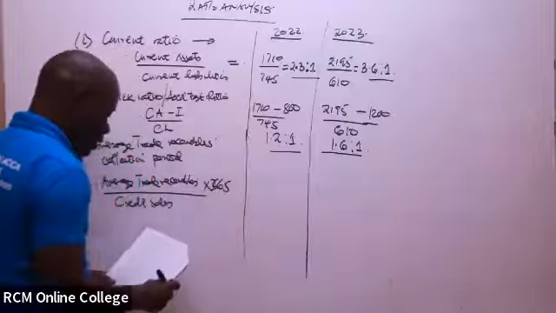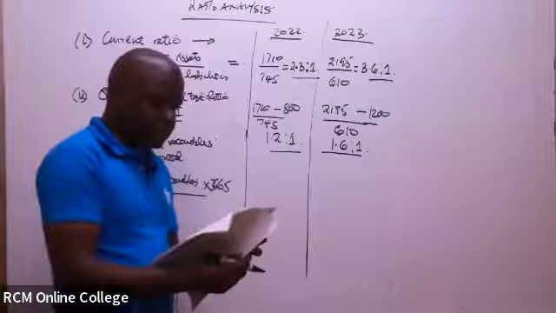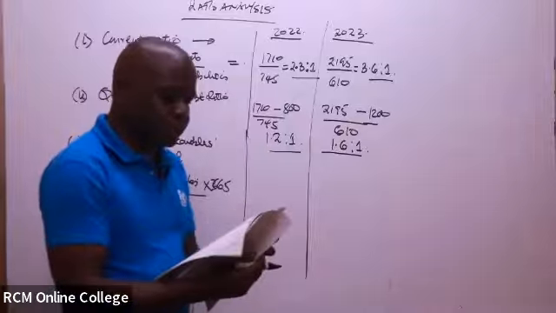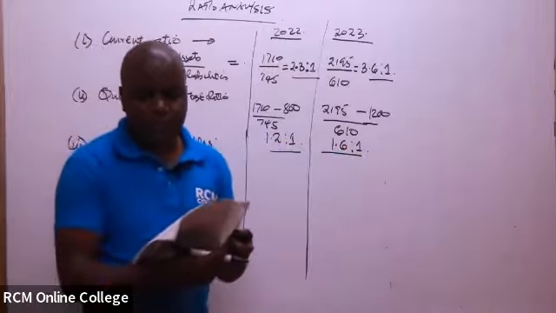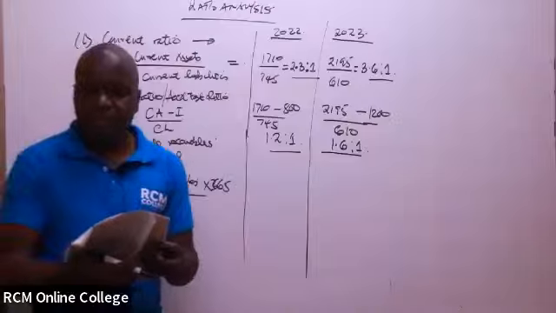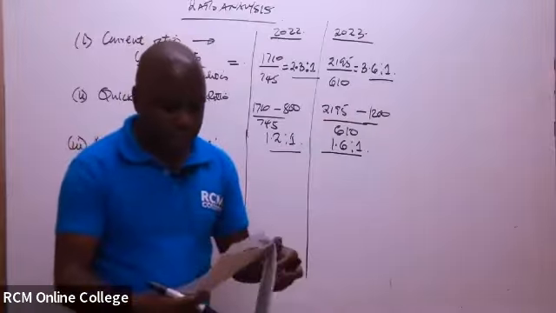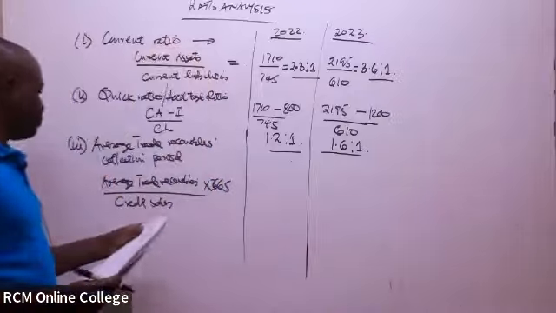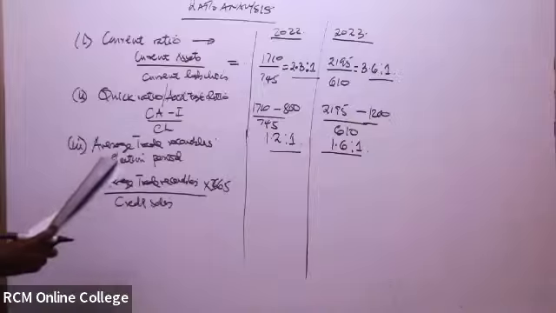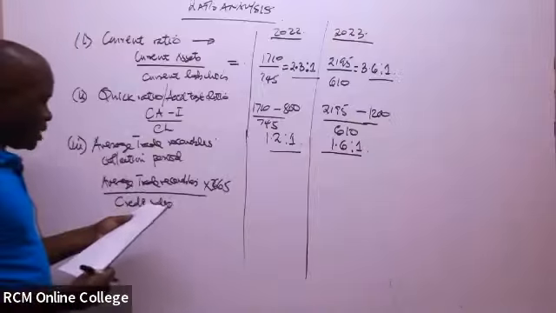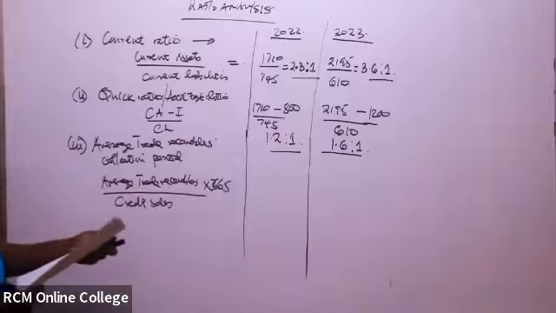Remember, you've been told in the introductory part of the question, on the required, compute the following ratios for the years ended 30th of September 2022 and 30th of September 2023. Assume a 365-day year. So in this case, we need to identify our average trade receivables and our credit sales. You've been told 80% of the sales is on credit.